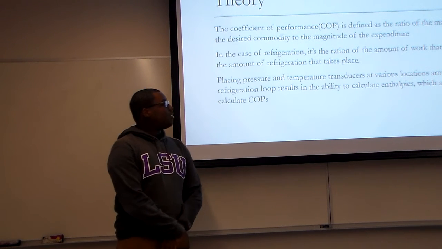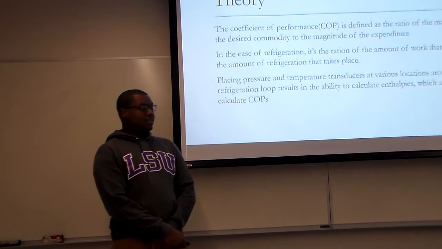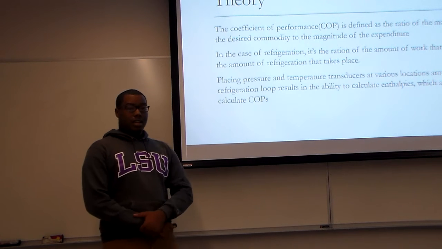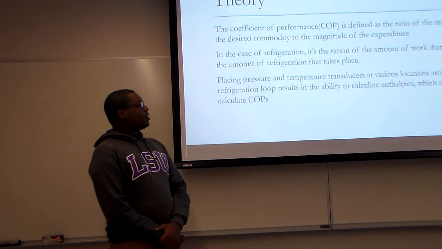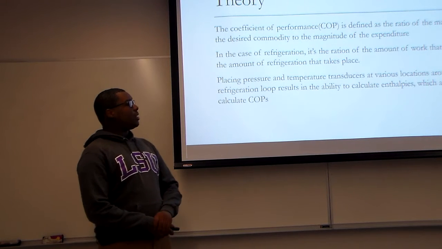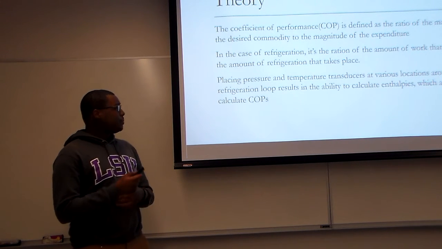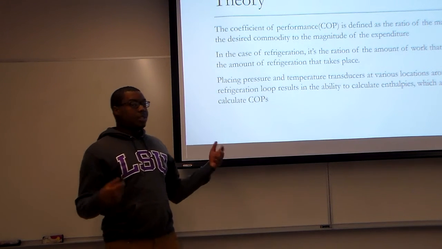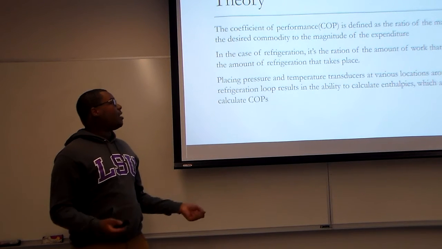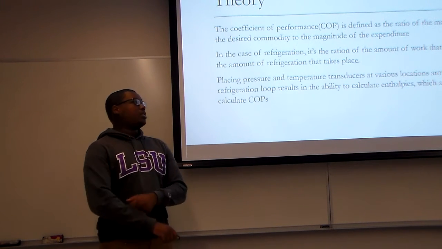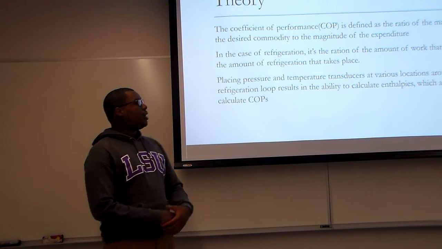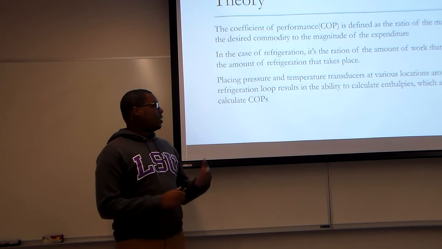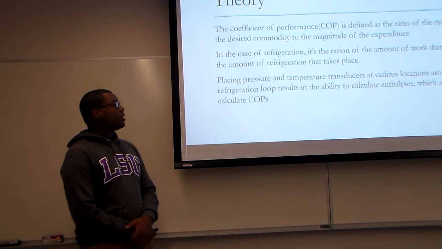The coefficient of performance is defined as the ratio of the magnitude of the desired commodity to the magnitude of the expenditure, which is just the simple equation for any efficiency. In the case of refrigeration, it is the ratio of the amount of refrigeration that takes place to the amount of work that is put in. In order for us to calculate the coefficient of performance in the refrigeration unit that we have, there will be pressure and temperature transducers at various locations around the loop, and using the results from those transducers, we can calculate the enthalpies, which are in turn used to calculate the coefficient of performance.